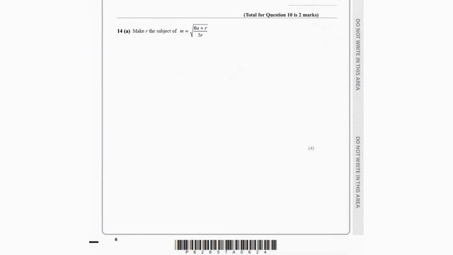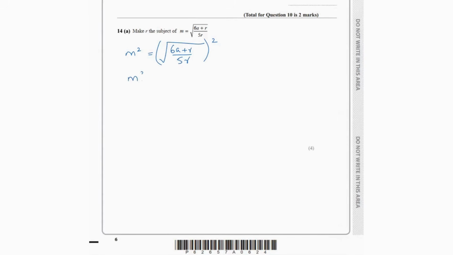Then algebra again, making r the subject of m equals to root of 6a plus r over 5r. This is another easy 4 marks. You just have to rearrange the equation to make another variable the subject. You will do each thing step by step to make sure that you're not making an error. So what we have is m equals to root of 6a plus r over 5r. First, we need to get rid of the square root on the fraction. To get rid of the square root, we will square both sides because the opposite of a square root is a square. To get rid of something from one side, you have to do the opposite on both sides.